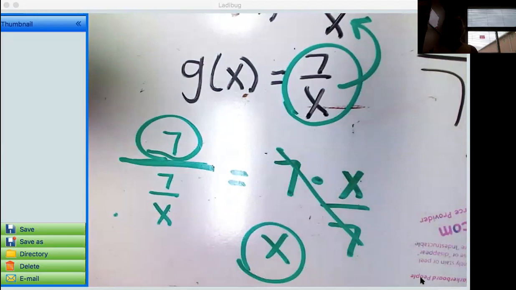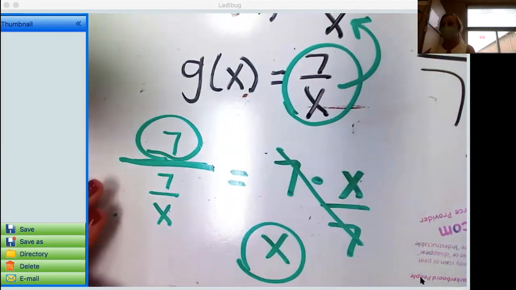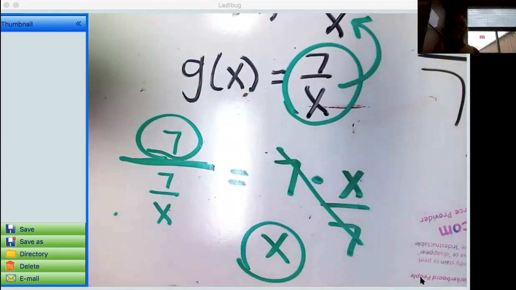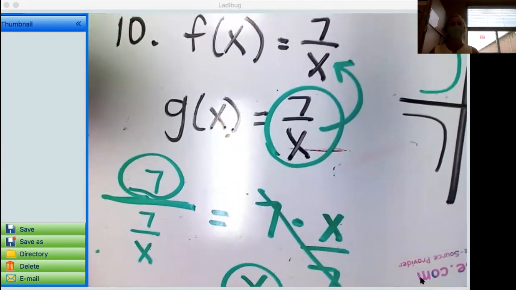Now this is the only function I would be okay with you not plugging it in twice. Can somebody tell me why? They're the exact same thing. You're going to get the exact same thing. So when they are the exact same like this, you don't have to do f of g and g of f because it'll be the same. But when they're different, I should see it both ways. We okay with 10? Okay.